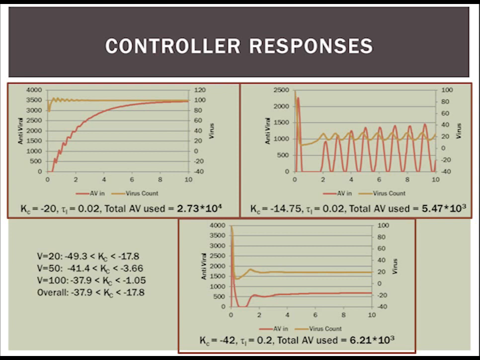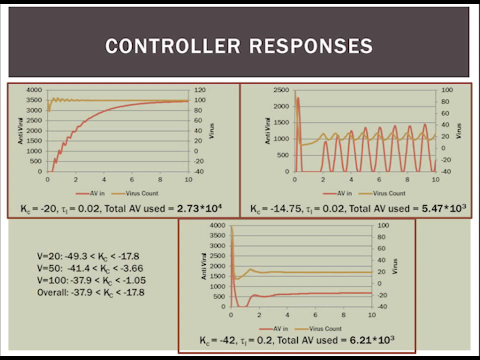We first tried to just keep the virus level at 100. When we did that, we found an optimal solution with a moderate gain, a low time constant, and the total antiviral used was pretty high, almost 30,000 units. So we thought we could probably limit the amount of antiviral used and optimize the cost of the treatment plan. Instead of keeping the virus at 100, we dropped it immediately to 20. That seemed to work best. We also tried dropping it to 50 and then 20, but just going straight to 20 worked out best for minimizing the amount of AV used.